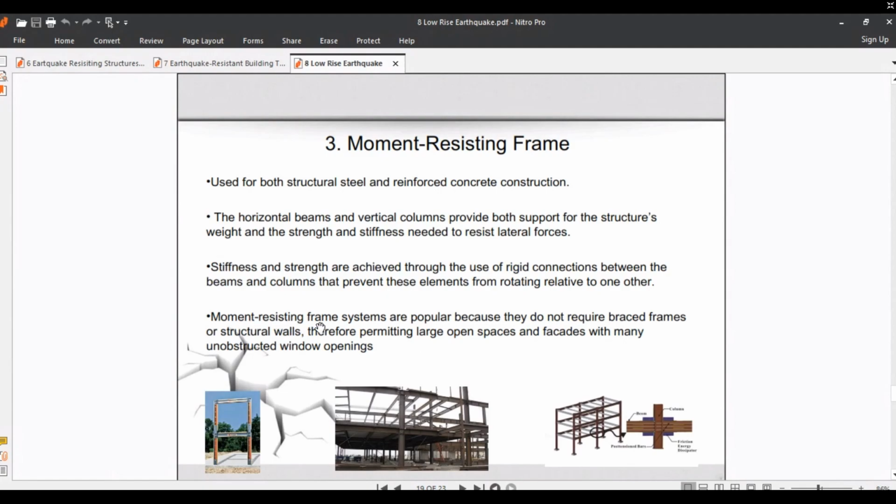Moment resistant frame systems are popular because they do not require brace frames or a structural wall, therefore permitting large open spaces and faces with many window openings, as shown in the schematic shape structures in these slides.